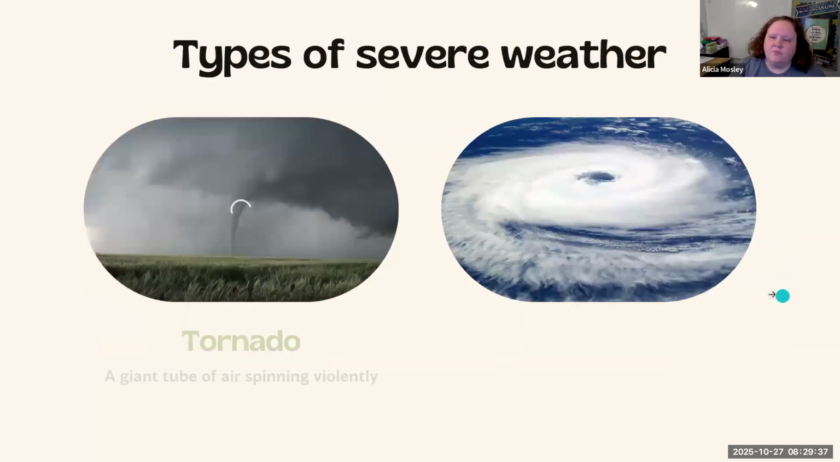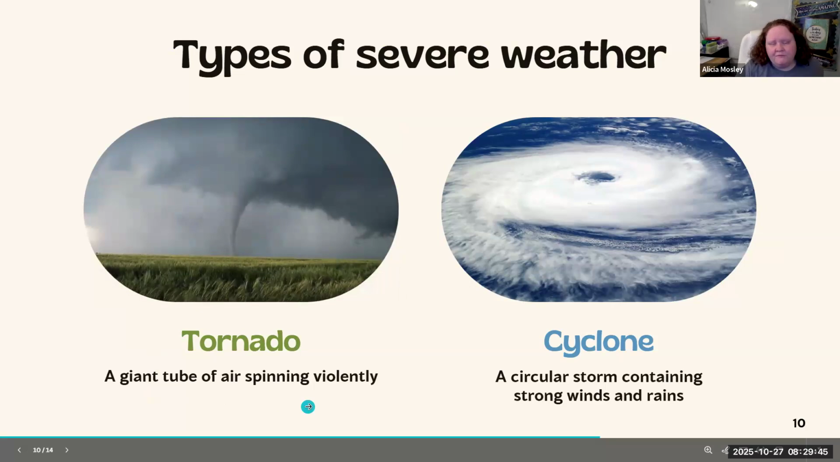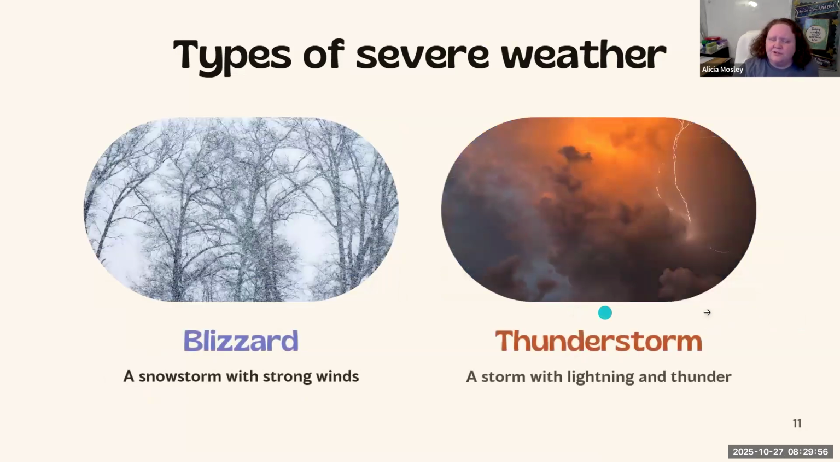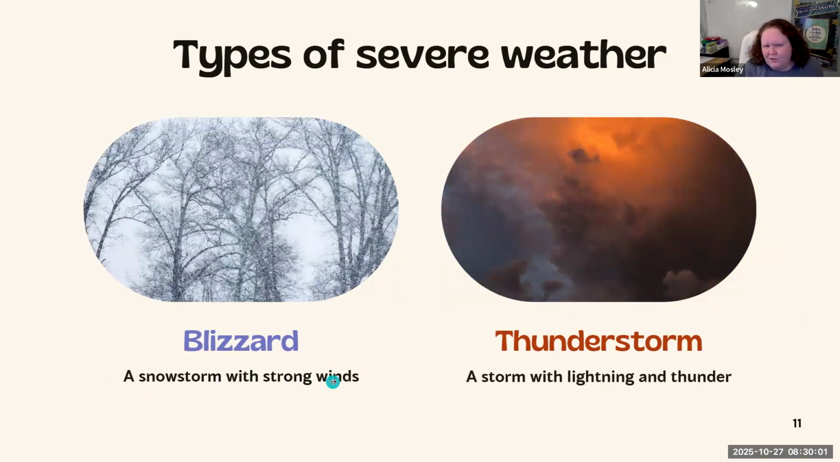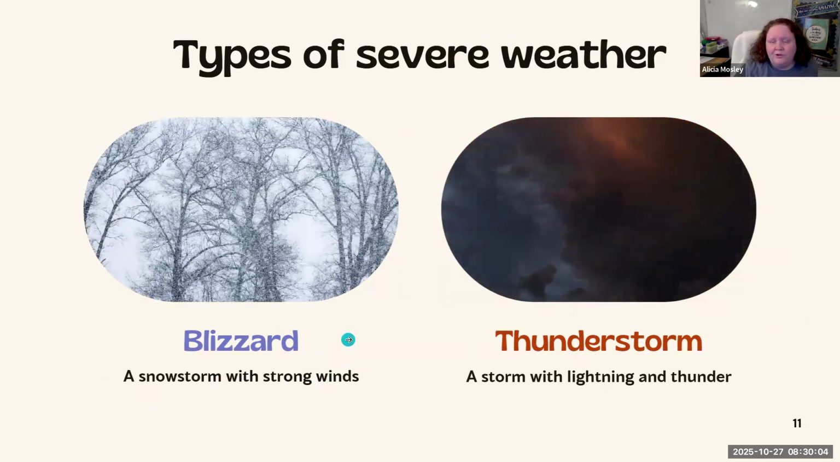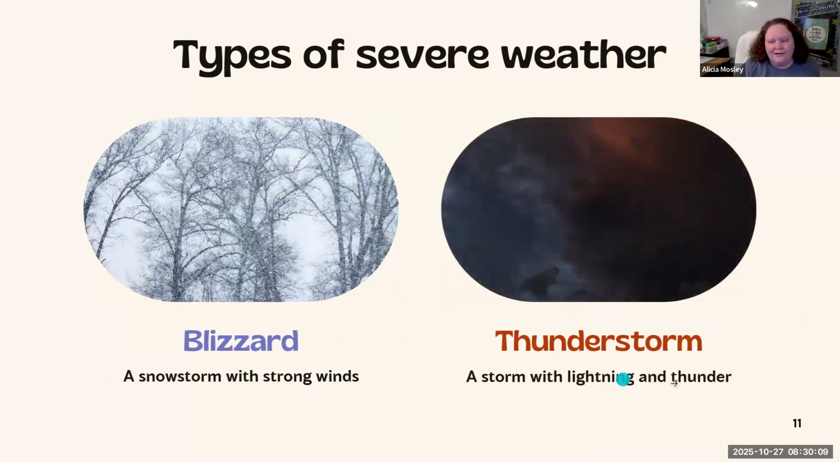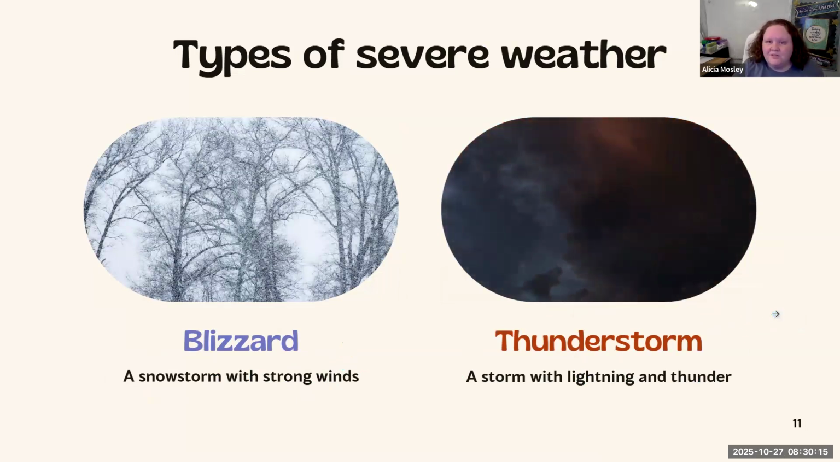Okay. All right, so let's talk about types of severe weather. We have a tornado. It's a giant tube of air spinning violently. We have a cyclone. It's a circular storm containing strong winds and rains. We don't see cyclones here in Arkansas. Blizzards, a snowstorm with strong winds. We don't normally see blizzards either, though we will see snow. Thunderstorms, a storm with lightning and thunder. We do have a lot of thunderstorms here in Arkansas, so you will see those a lot.